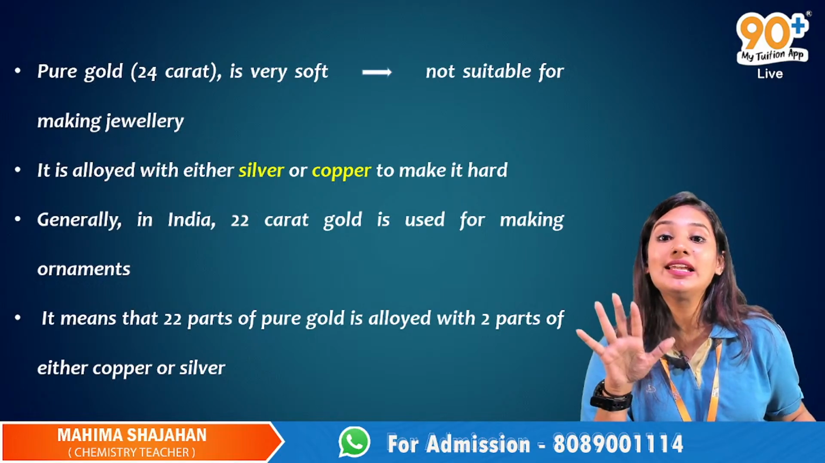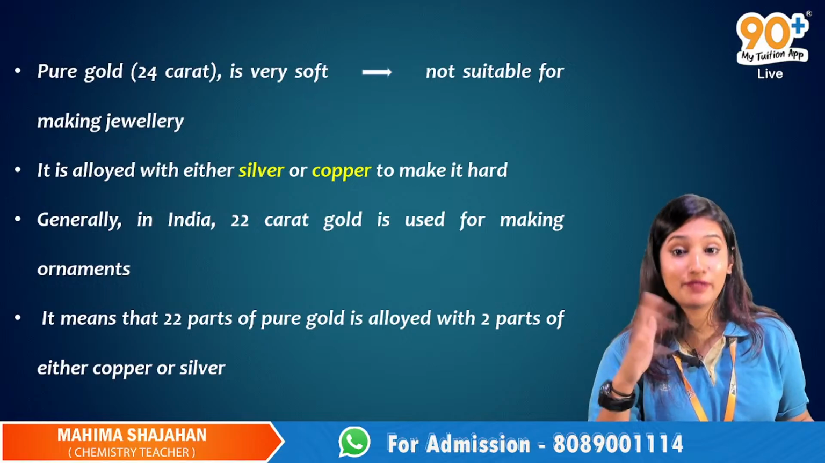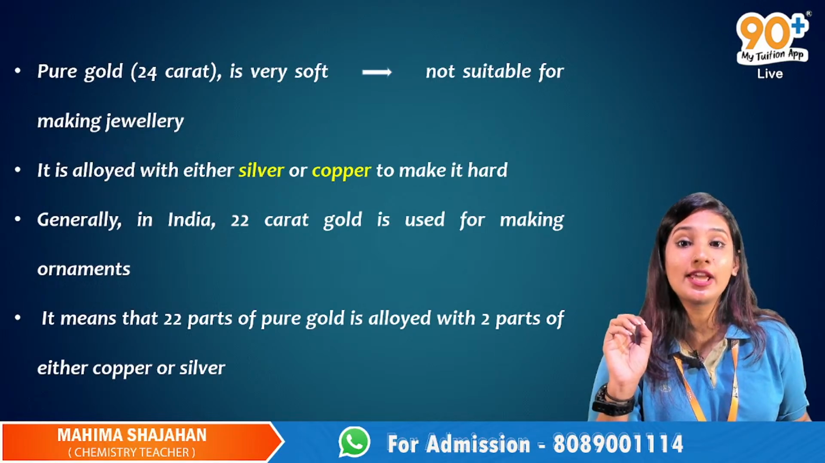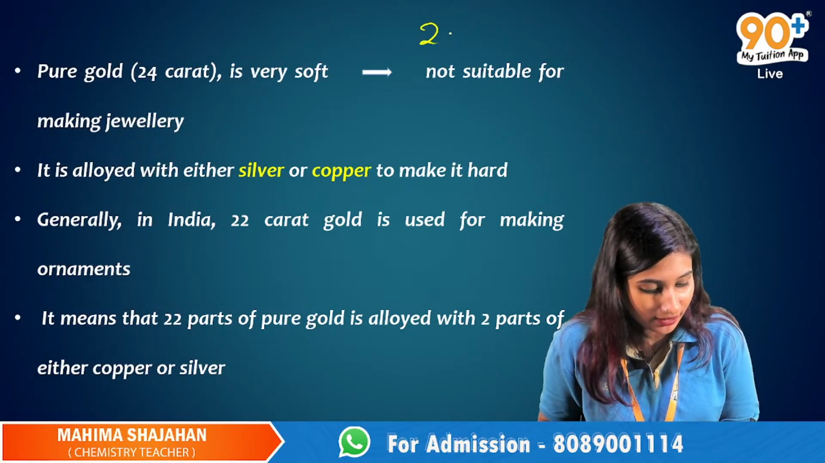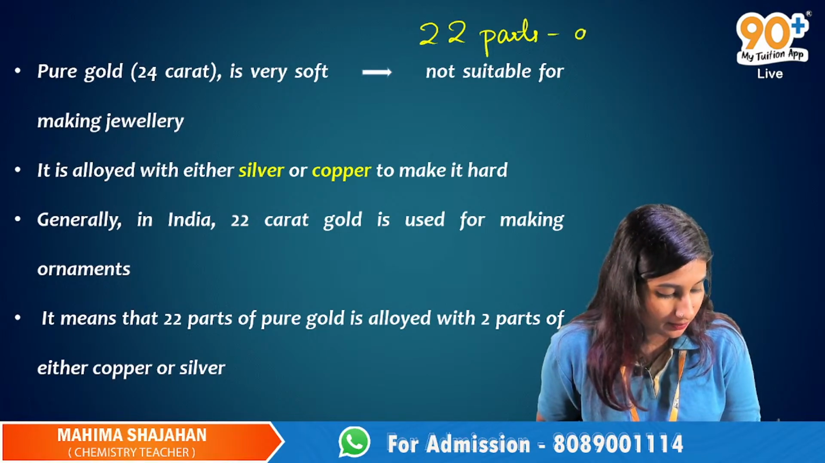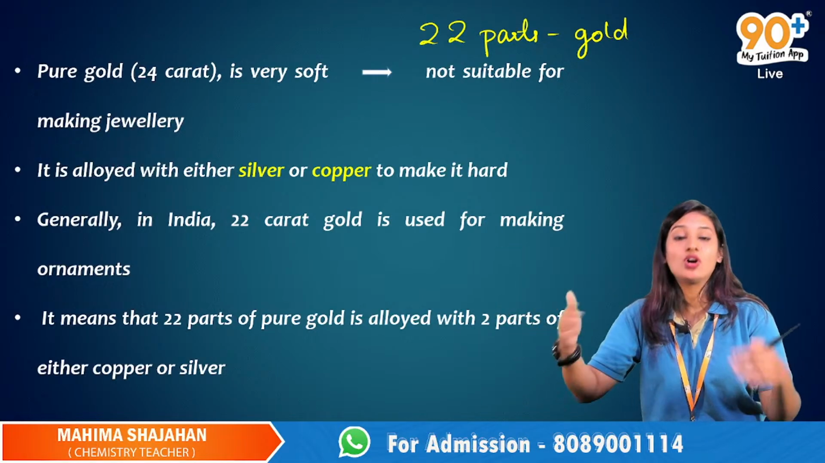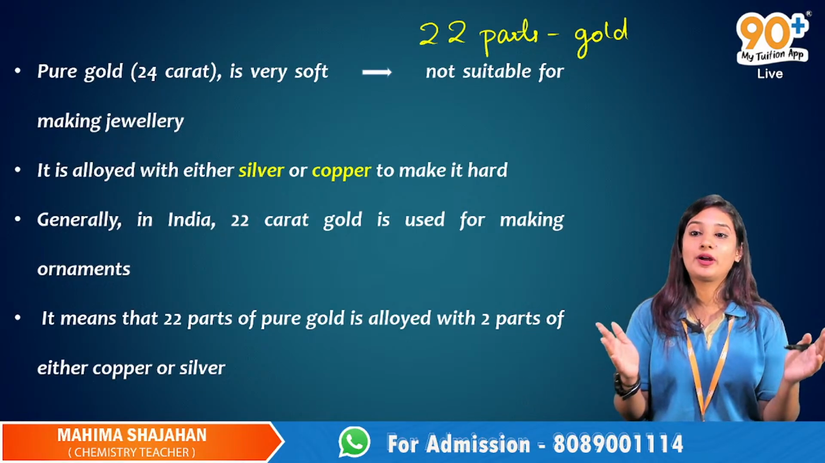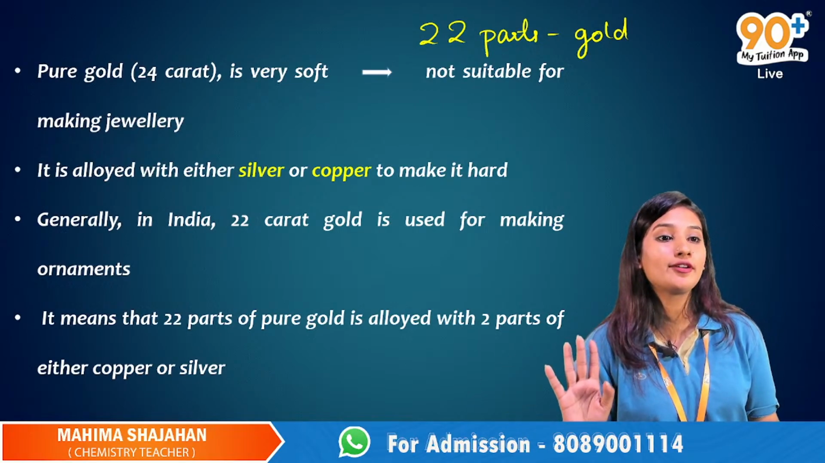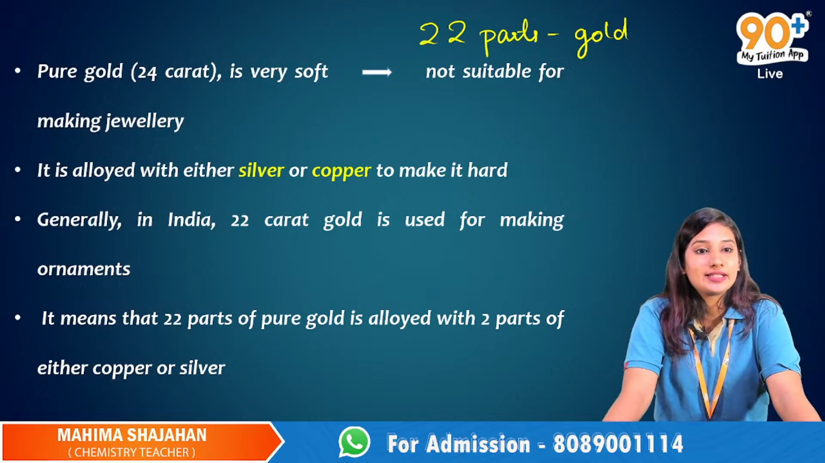And we mainly use 22 karat gold for making ornaments. That means 22 parts will be gold, and the rest 2 parts will be either silver or copper. Okay, is it clear?